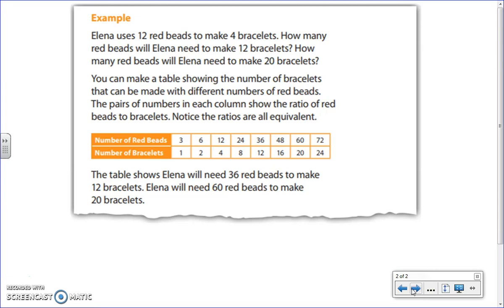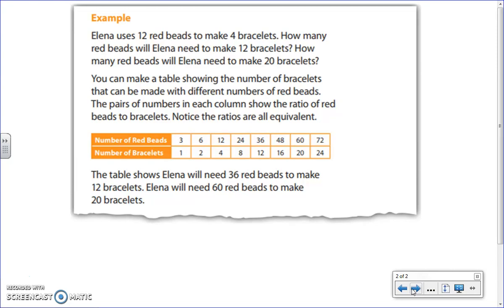So what you can do is make a table showing the number of bracelets that can be made with different numbers of red beads. The pairs of numbers in each column show the ratio of red beads to bracelets. Notice the ratios are all equivalent. The table shows that Alina will need 36 red beads to make 12 bracelets. Alina will need 60 red beads to make 20 bracelets.